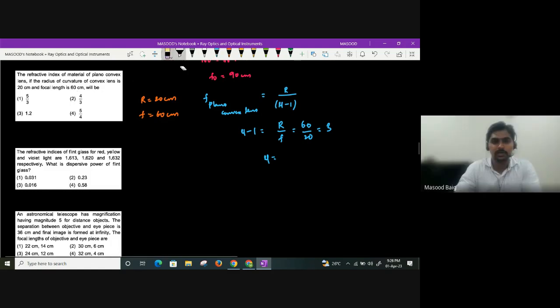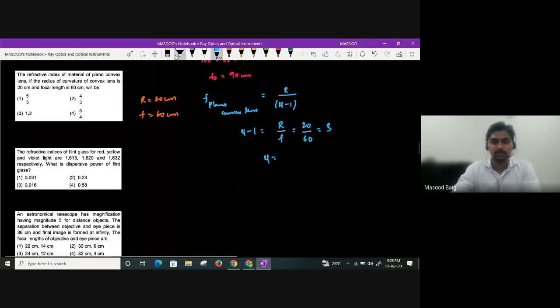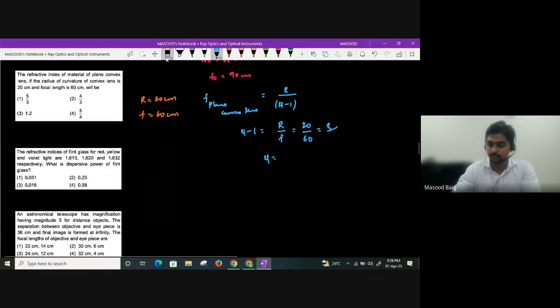Radius is given as 20, guys. Someone's mic is turned on. Please kindly mute it. Radius of curvature is given as 20. Focal length is given as 60, guys. So I'll get it as 1 by 3 here. So what will I get mu value as? 1 plus 1 by 3 turns out to be 4 by 3. Clear?